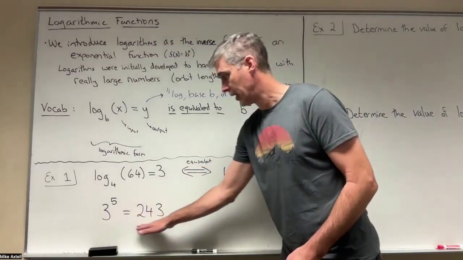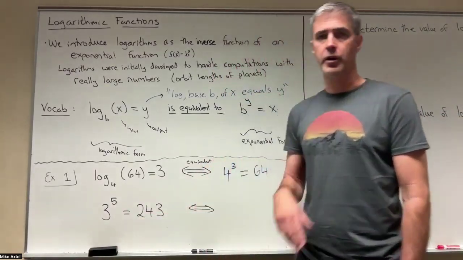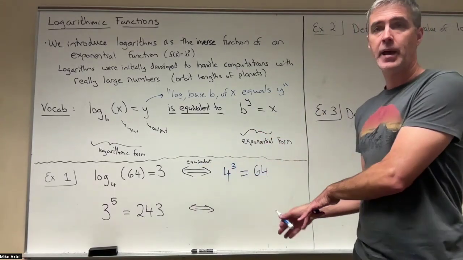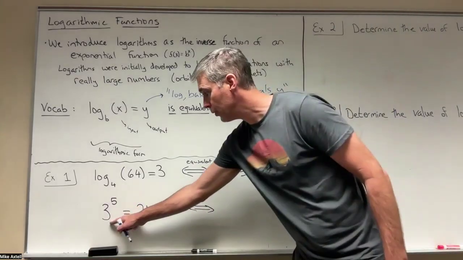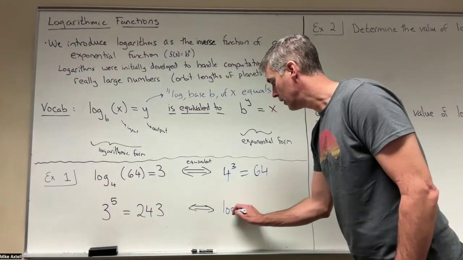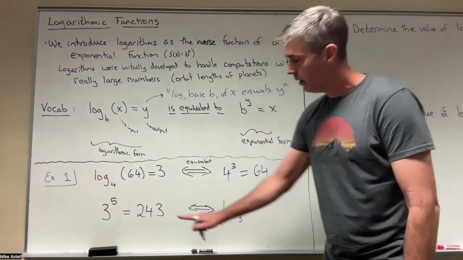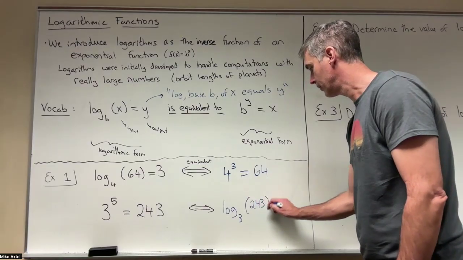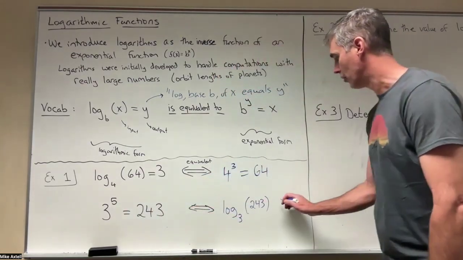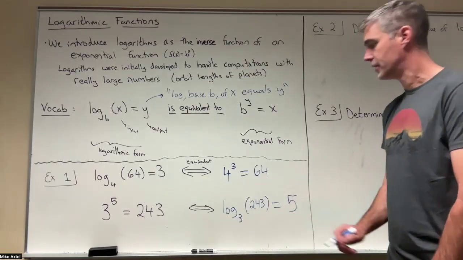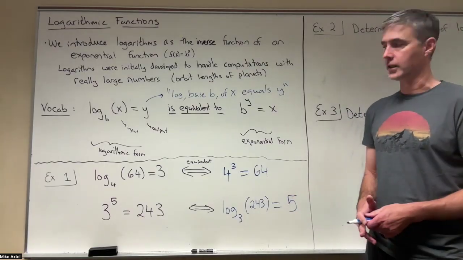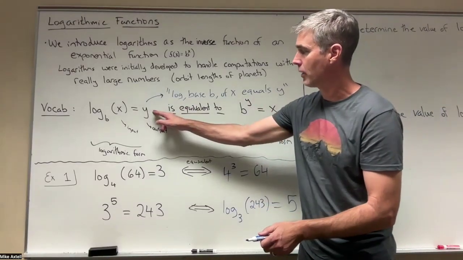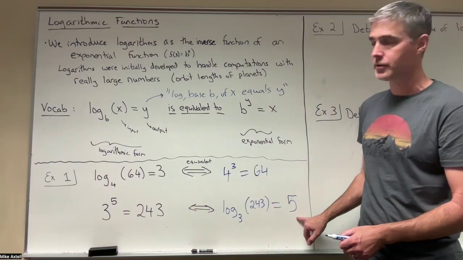So here's an exponential expression, 3 to the 5th equals 243. You can check: 3, 9, 27, 81, 243. Okay, so I didn't mess it up. I can flip that into a logarithmic form. 3 will be the base of my log. 243 will be the x value. And the 5, the power, is the y value in the logarithmic expression. So b to the y equals x. The y, the power, came back as the y value on the other side.